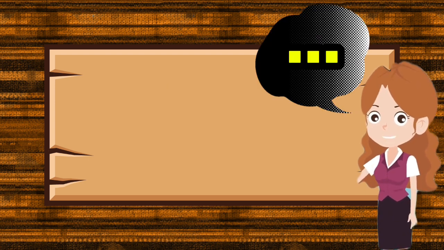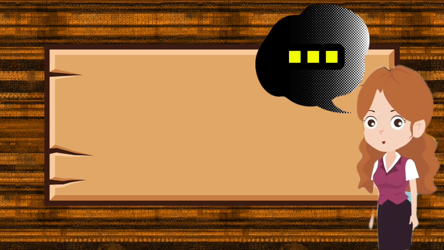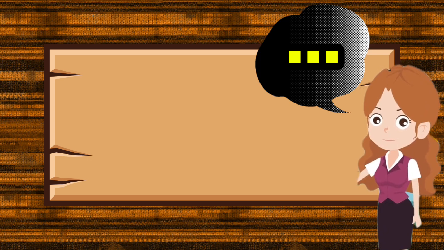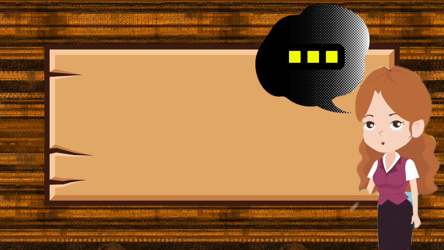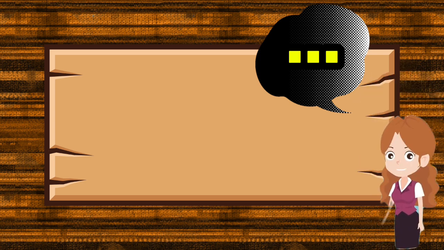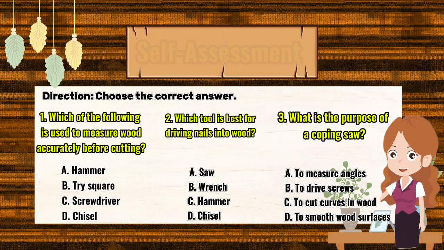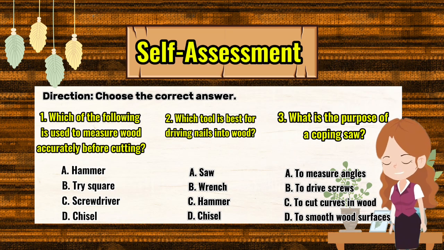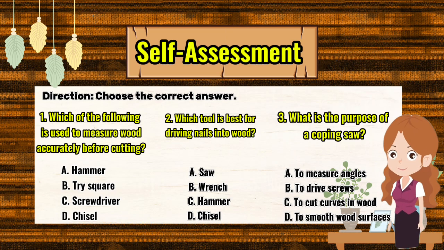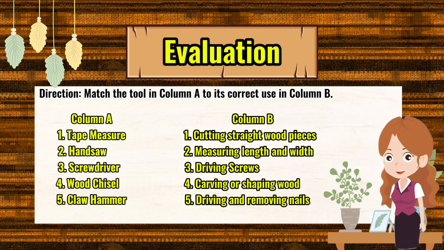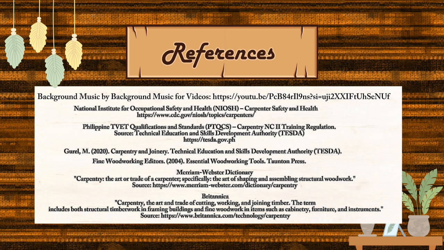Now we're done discussing our topic for today, so let's proceed to our assessment to test your underpinning knowledge. So first we have self-assessment. There are 3 items and also followed by evaluation. There are 5 items.